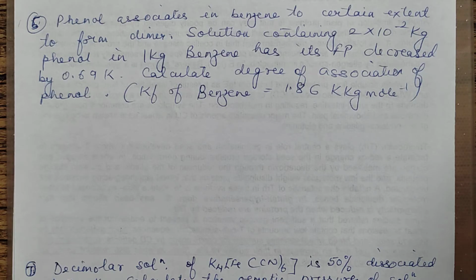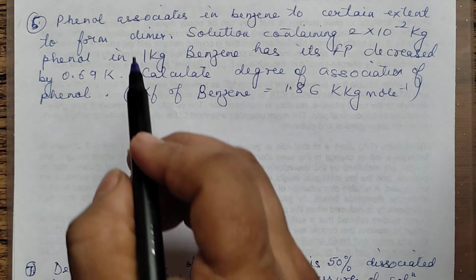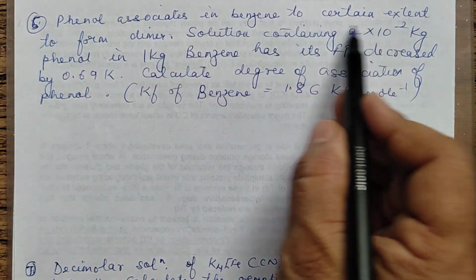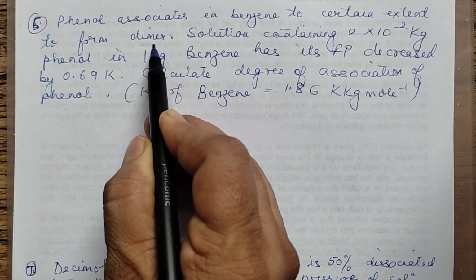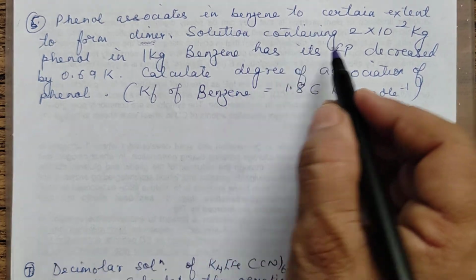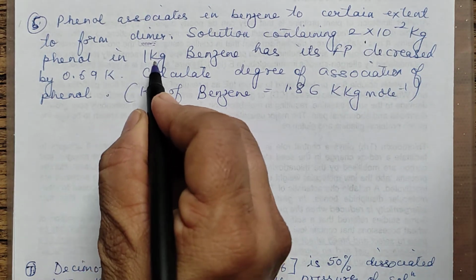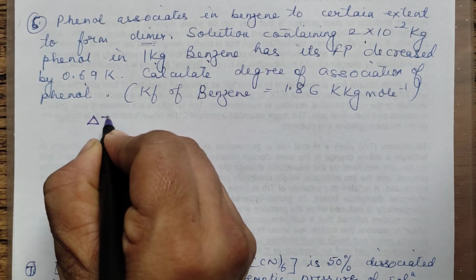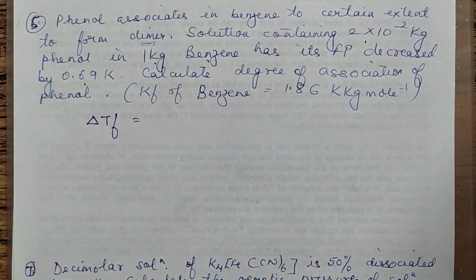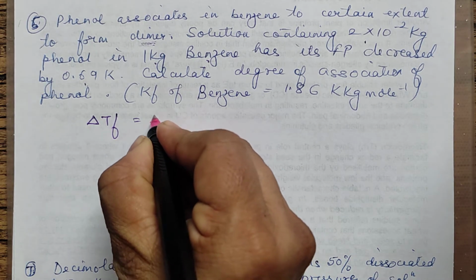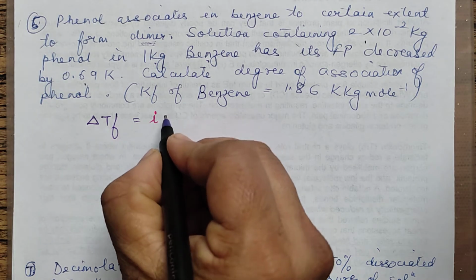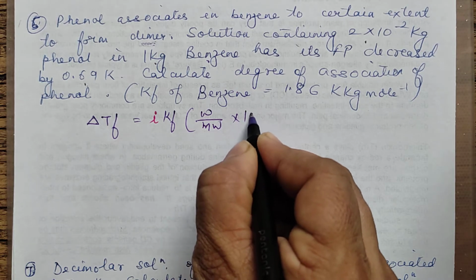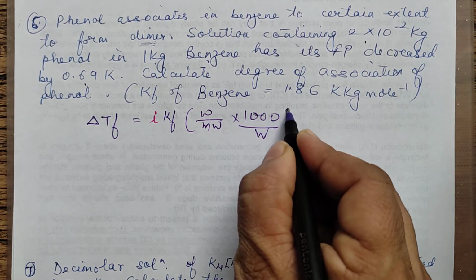Now moving on to the next question. It says associate. So let us do one question on association. Phenol associates in benzene to a certain extent to form a dimer. Dimer means two molecules are linking together. When this much gram of phenol is in this much gram of benzene, and depression in freezing point is given. So let us use the formula first. Delta Tf is equal to i into Kf into small w by molecular weight into 1000 divided by capital W in grams.